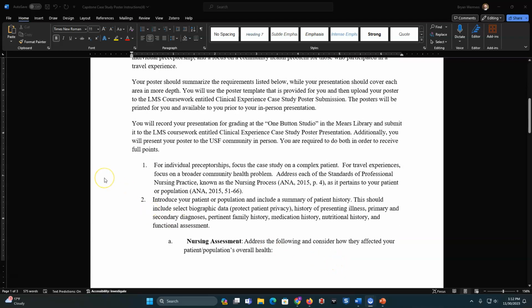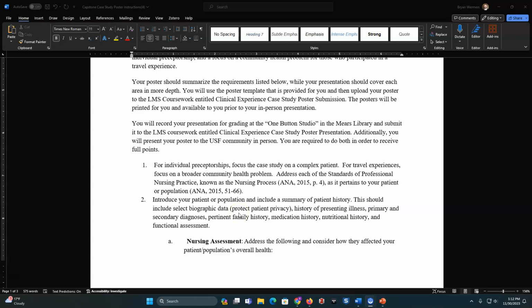Everybody this year will be doing an individual preceptorship, and so the focus really is on a complex patient. So really kind of zone in on the standards of professional nursing practice and how it pertains to your patient. Introduce your patient population, do some select biographical data, really protect your patient's privacy.